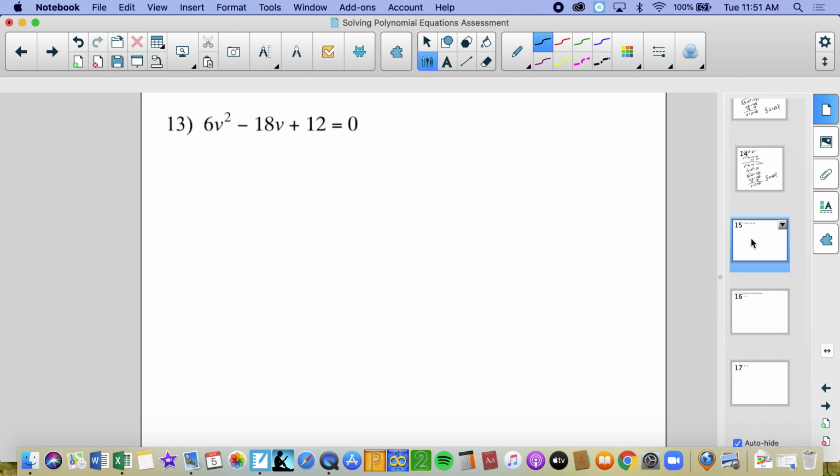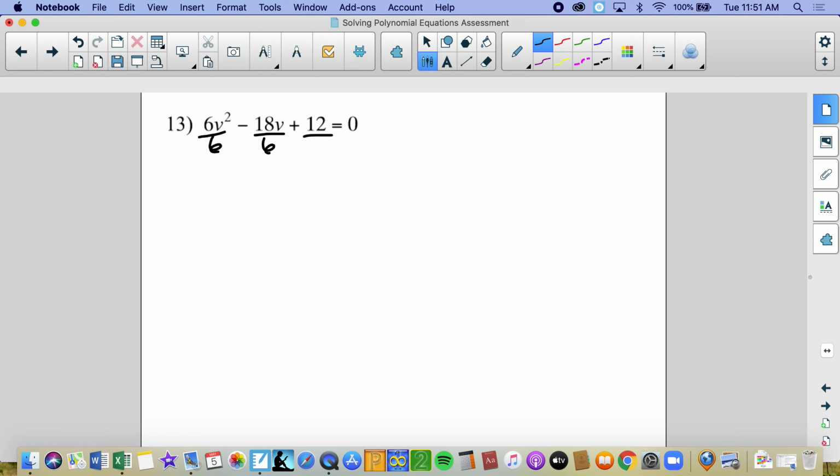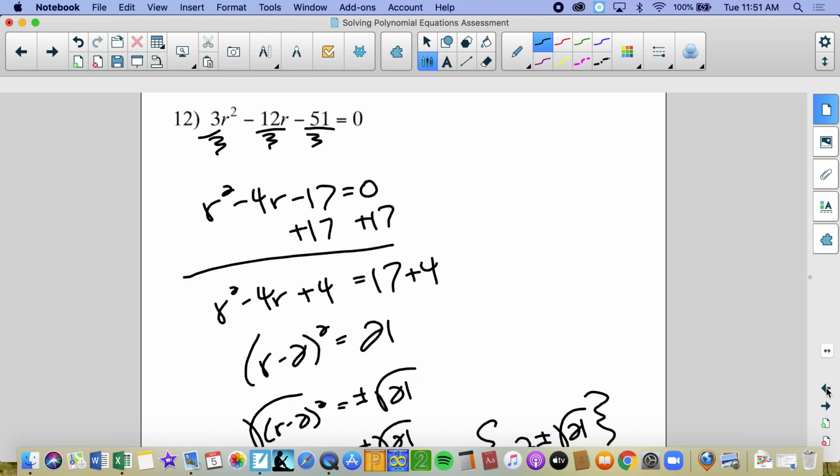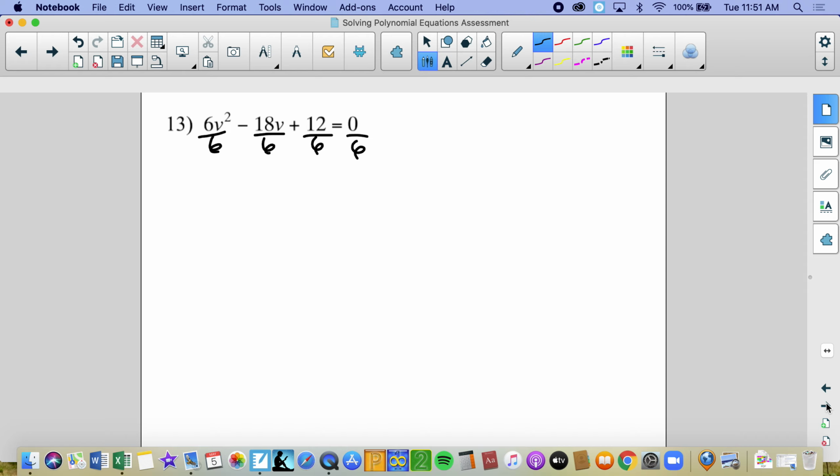So a is not 1, so let's initially divide everything by 6. Did I do that? I hope I did. I didn't. I had to divide that by 3 also. So we've got to divide everything. Don't just do the left side. What you do to the left side, you have to do to the right side. Dividing 0 gives me no value. It still leaves me with 0.